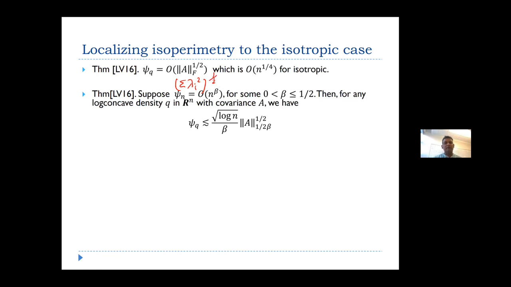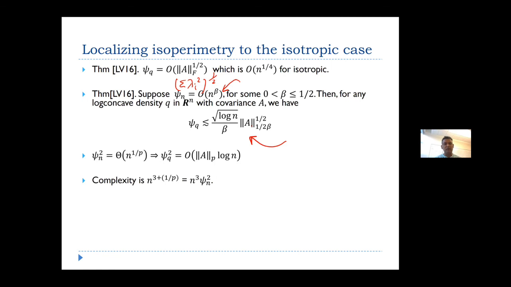Okay, and so the question is, how can this hold more generally? And indeed it does. So if you could prove a better bound on the KLS constant for isotropic bodies, it implies a better bound on the KLS constant in terms of the p norm, right? This is this 1/2 beta for all log-concave densities.